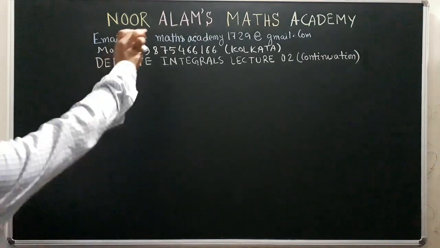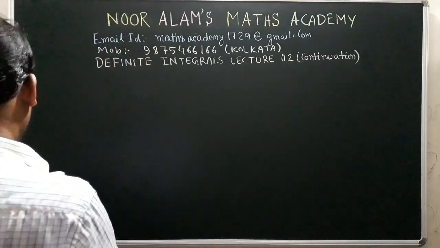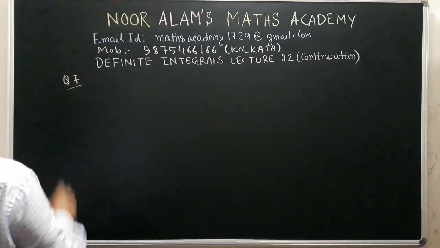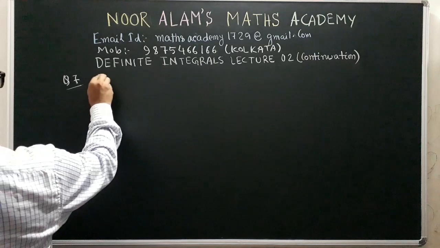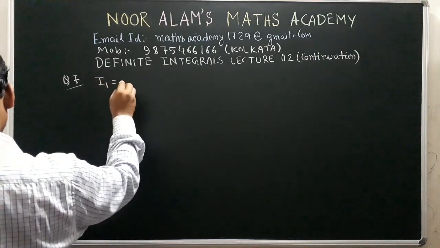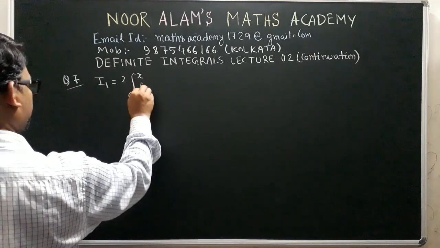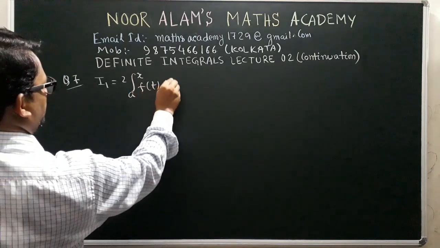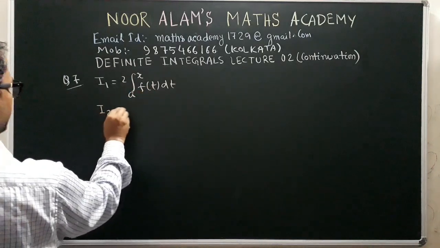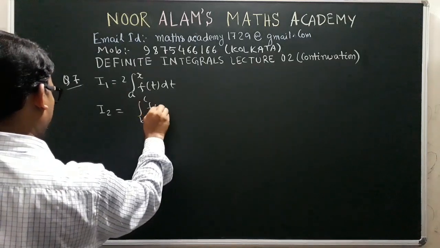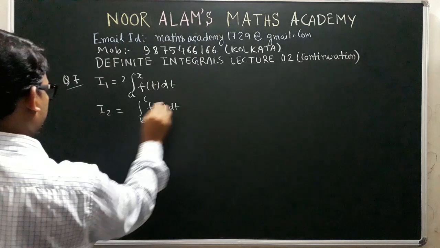In the last class we solved up to question number 6. Today we start solving from question number 7. Question number 7: I1 is the integral from a to x of f(t) dt. I2 is the integration from b to c of f(t) dt.